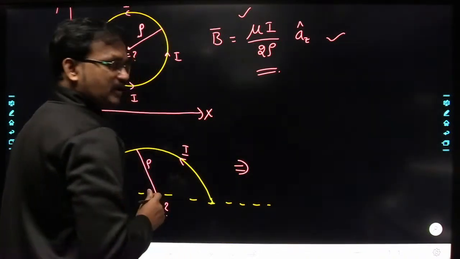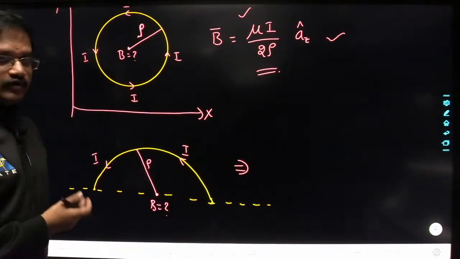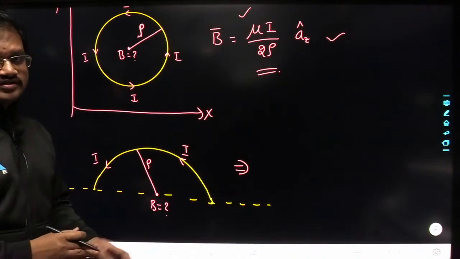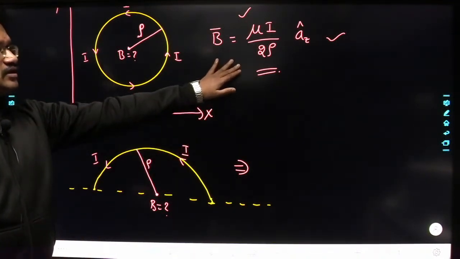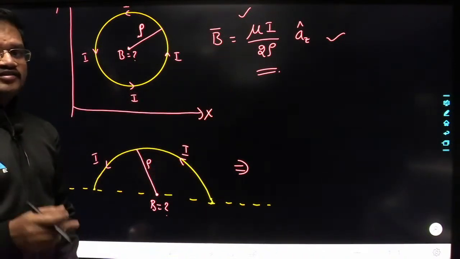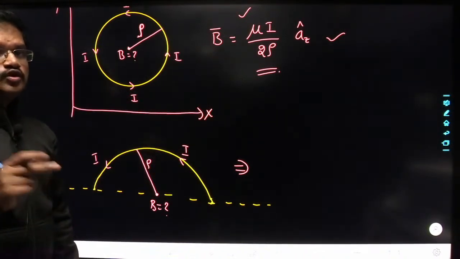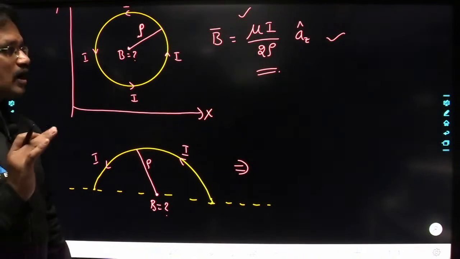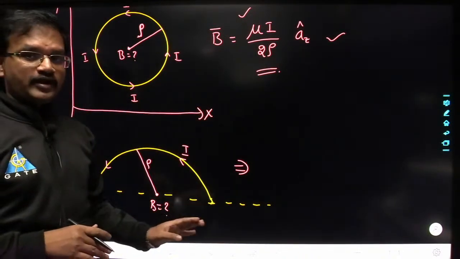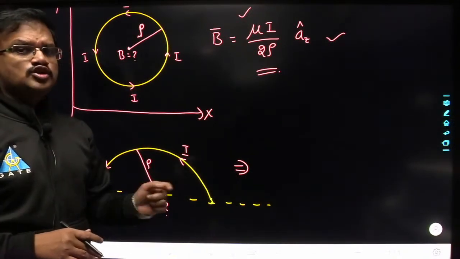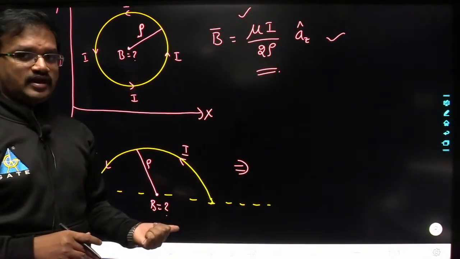Yesterday in the previous session I explained all these things, why we are going to get half of this. While deriving this expression, we have taken the phi from 0 to 2 pi. Understood? Under that condition, we got this expression. Now here you are going to take the phi from 0 to pi. Yes or no?